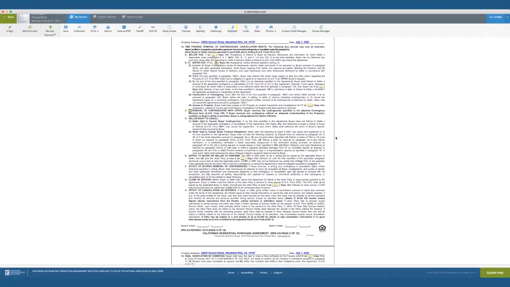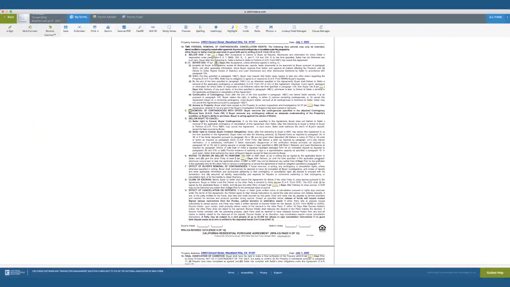Now, the buyer has a lot of different reasons to cancel. If they don't like something on the title, if they don't like something that they found during inspection, if they can't get the loan, if it doesn't appraise, those are all legitimate reasons for the buyer to get out. But the seller only has the right to cancel if the buyer doesn't perform. And if they don't perform, then the seller needs to give the notice to buyer to perform.